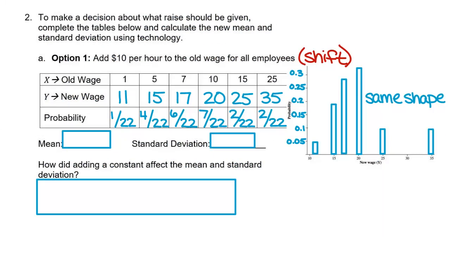So with this shift, I want you guys to calculate the new mean and the new standard deviation using your graphing calculator. So the probability list can stay the same, but your x value list needs to change. And after you calculate the new mean and new standard deviation, I want you to answer that question for how adding a constant affected the mean and the standard deviation.